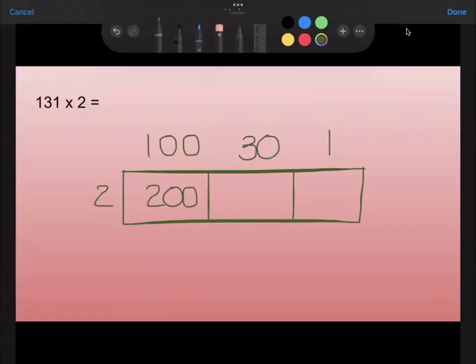The next one is 2 times 30. 3 times 2 is 6, and then I add 1 zero at the end to make it 60. The last box is 1 times 2, which is 2. My final step is to add these all together: 200 plus 60 plus 2. When I do that, I end up with 262, just like I did the first time using the standard algorithm. All right, let's keep going.